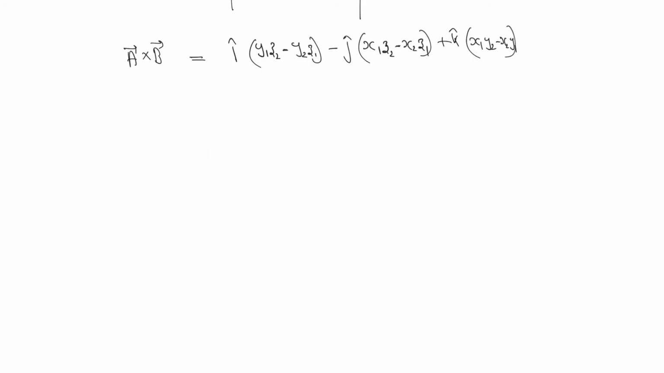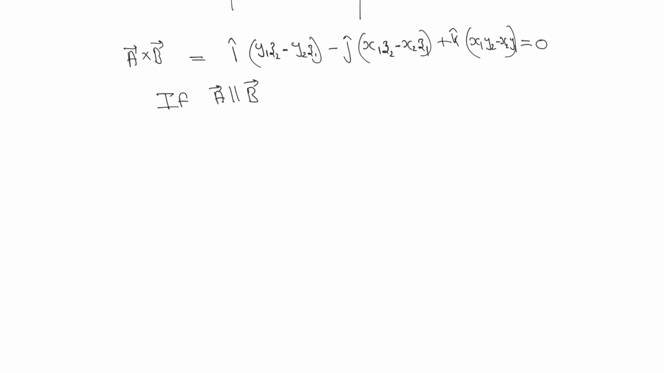Now we already discussed that if two vectors, a vector and b vector, are parallel, then their cross product should be equal to 0. That means we can equate this to 0 if they are parallel. That means its x component should be equal to 0, its y component should be equal to 0, and z component should be equal to 0 only if they are parallel.